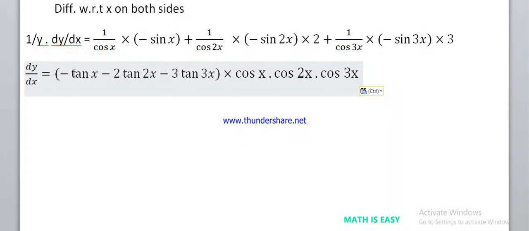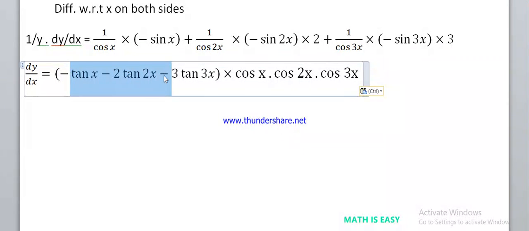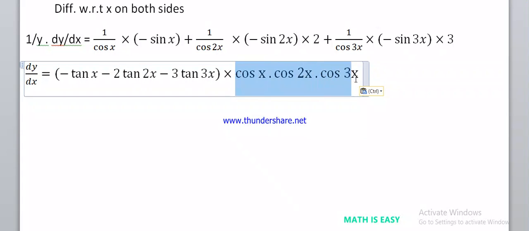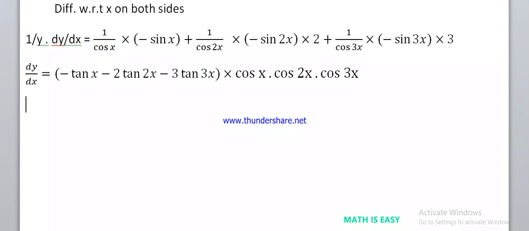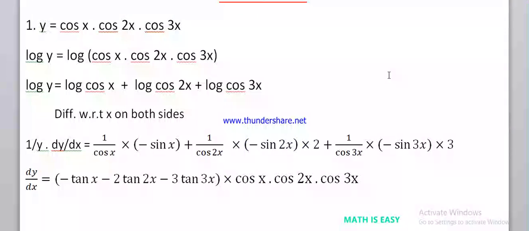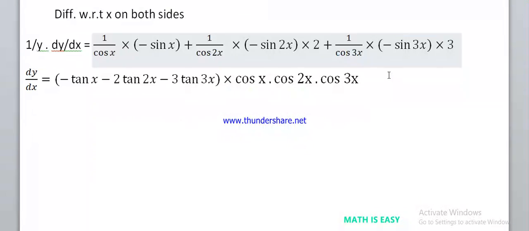Instead of converting this tan, sin upon cos, let it be sin x upon cos x, sin 2x upon cos 2x, sin 3x upon cos 3x. Take the LCM. After taking the LCM, the denominators will get cancelled. Denominator term and this term both will remain same. So otherwise you can leave the answer here. So dy by dx answer is this one.